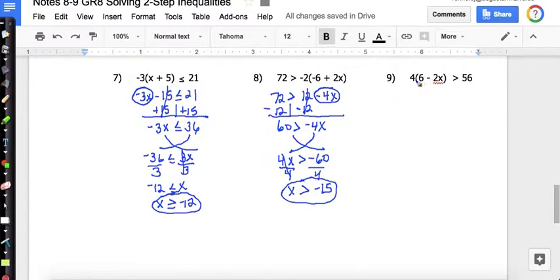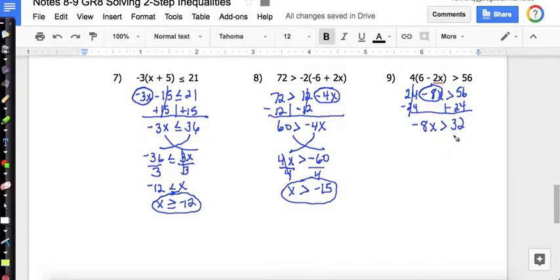And the last one, distribute. 4 times 6 is 24. 4 times 2x is 8x is greater than 56. Circle the variable and draw your t. I want to get rid of 24 by subtracting 24. The 24s cancel. Bring down your negative 8x is greater than 32.